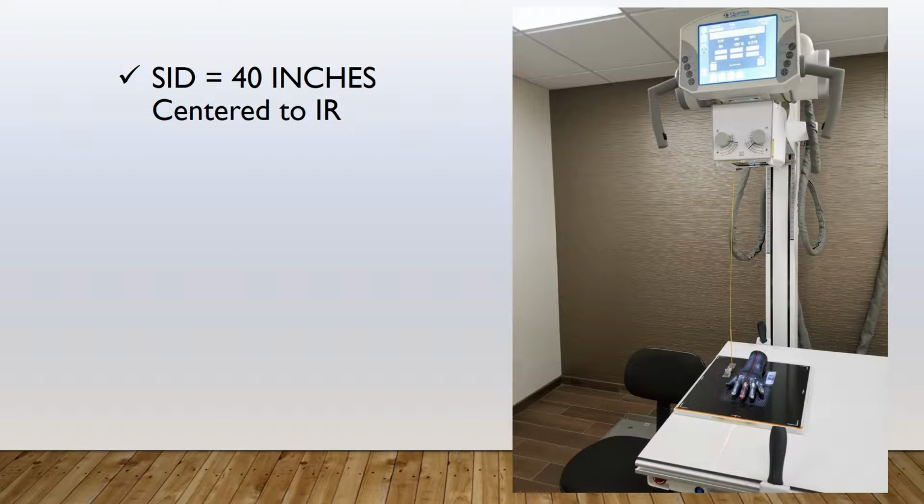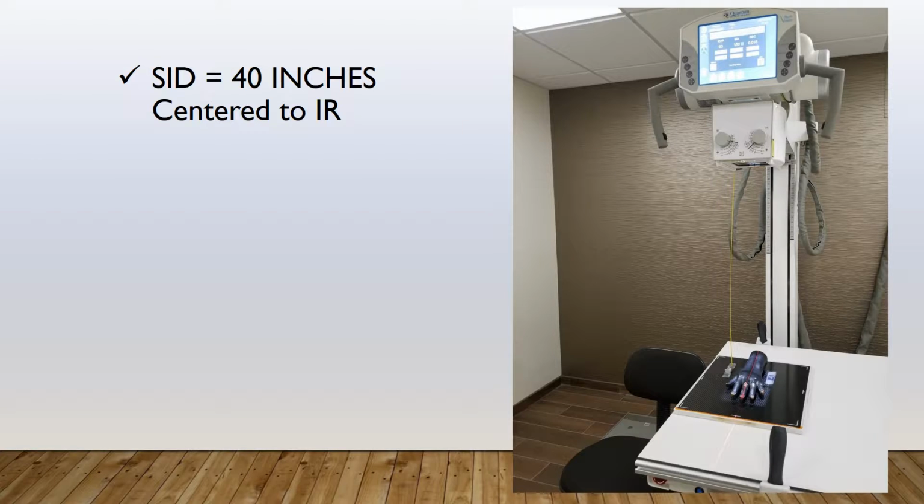Before I even bring my patient in the room, the first thing I want to do is make sure that I am looking at my source to image distance. It's either going to be 72 inches or 40 inches. When I am looking at 72 inches, I'm possibly going to be looking at a standing chest x-ray, or a standing lateral cervical spine. Other than that, there's really no reason that we need to take x-rays at 72 inches.